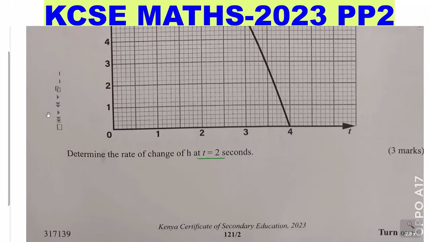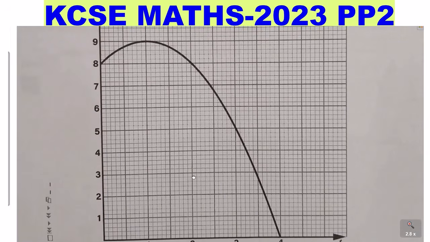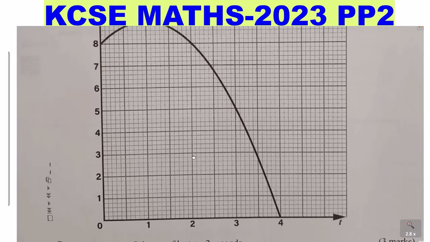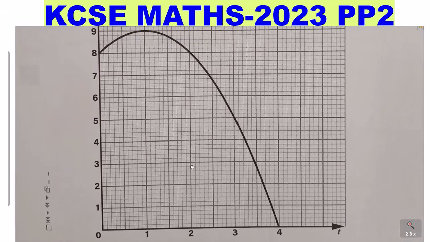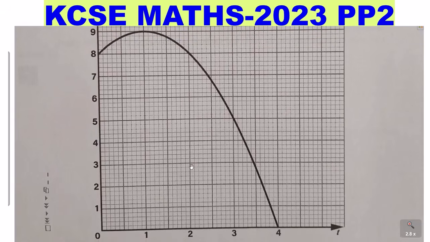So what we need to do, I just go to the graph. At t is equal to 2, we need to draw the tangent to the curve. This is where you're supposed to draw the tangent. So t is equal to 2 is here. Just move upwards. You're supposed to draw the tangent that is touching this point here.